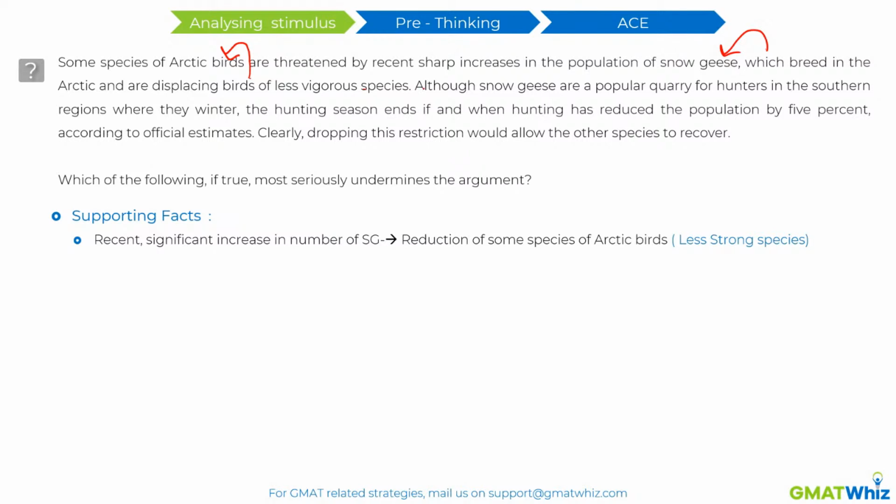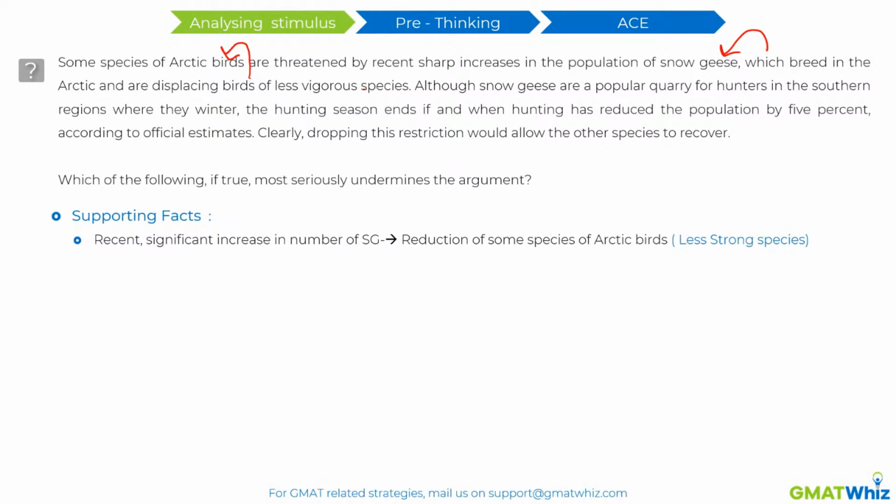Although, now the "although" is very significant because it will tell me why the author wants to present this kind of information right after the first sentence. So, although snow geese are a popular quarry for hunters in the southern regions where they winter. All right, so hold it. Snow geese breed in the Arctic and they go to the south to spend the winter. This is what this sentence is telling me. I can infer this. And in these southern regions, these snow geese are a popular target for hunters.